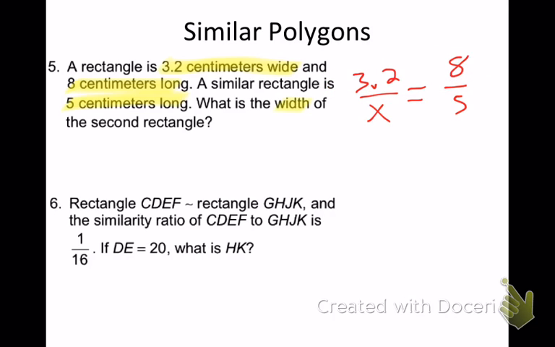And then I can use cross products. Again, could I set it up a different way? You bet. I could have flipped those around at x over 3.2 and 5 over 8. I could have done 8 over 3.2 and 5 over x. Okay? You just have to be consistent. When you work it out and you do cross products, what do you get for an answer to x? 2. 2 centimeters. Nice job.